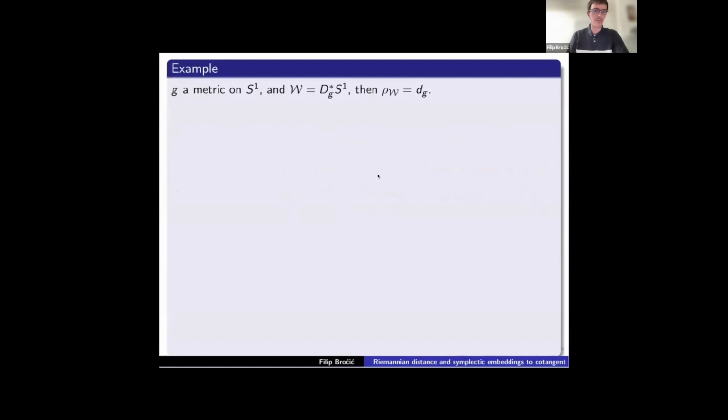So now I'll fix a Riemannian metric on S1, and I'll take my open neighborhood to be the unit disk cotangent bundle, and then we'll see that actually in this particular simple case, this introduced distance rho W is equal to the Riemannian distance. So in this case, if we identify the tangent space of S1 with S1 cross R, our Riemannian metric, or norm squared of a vector V inside of a fiber over Q, is actually the square of a positive function evaluated at the point Q times the absolute value of V squared.